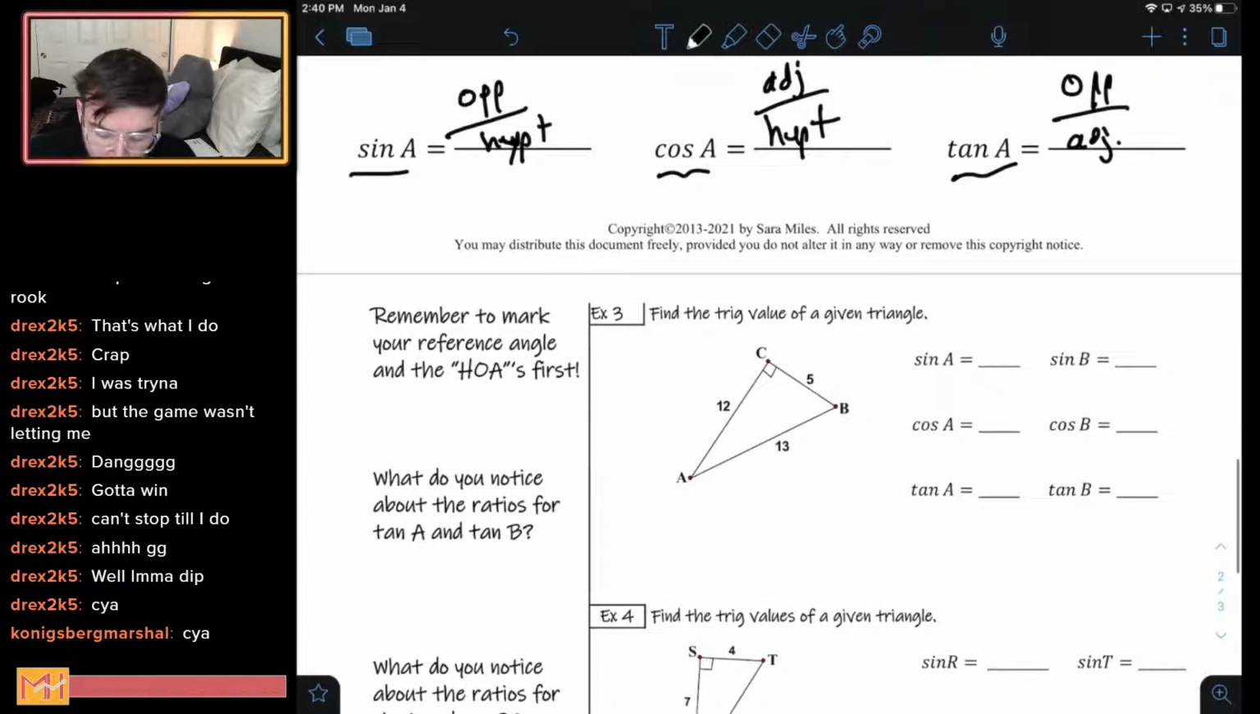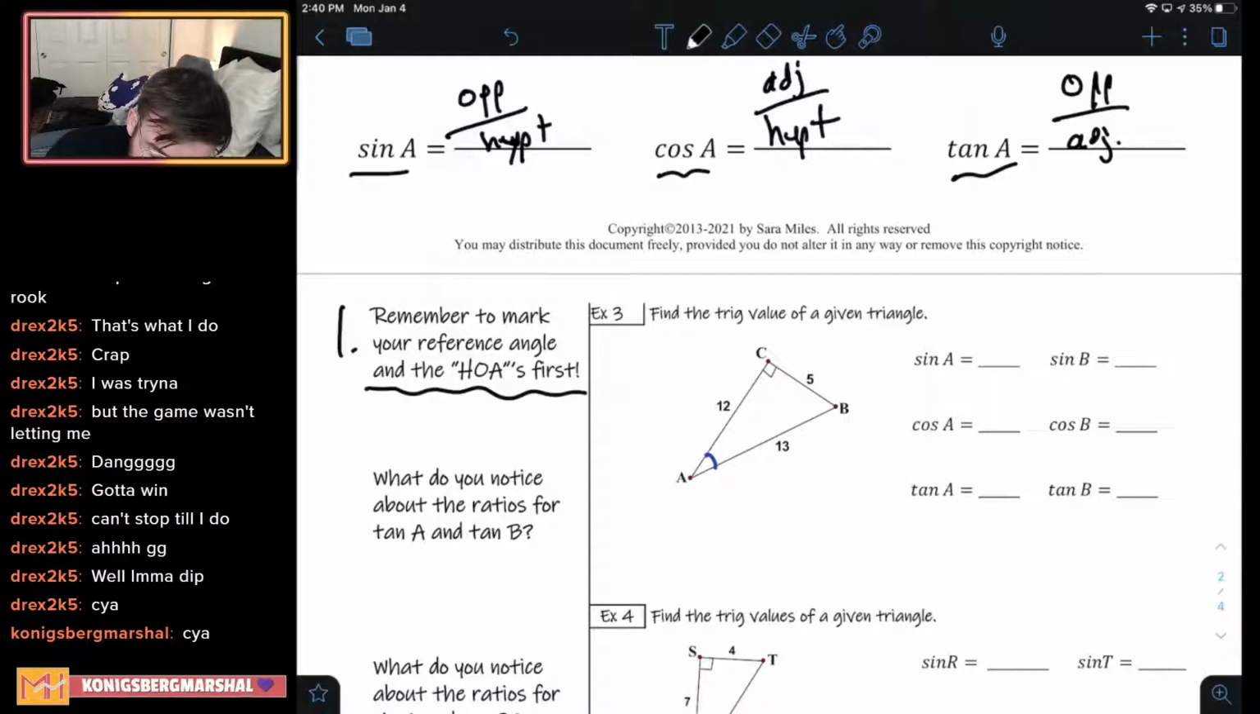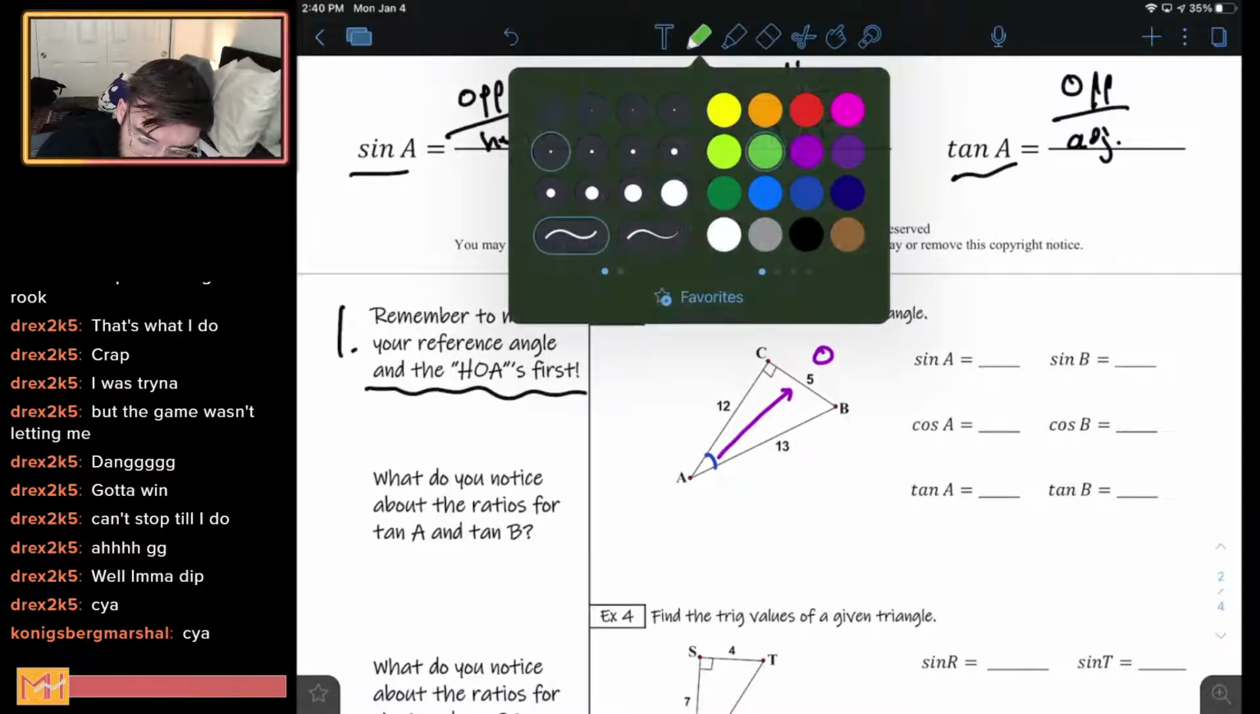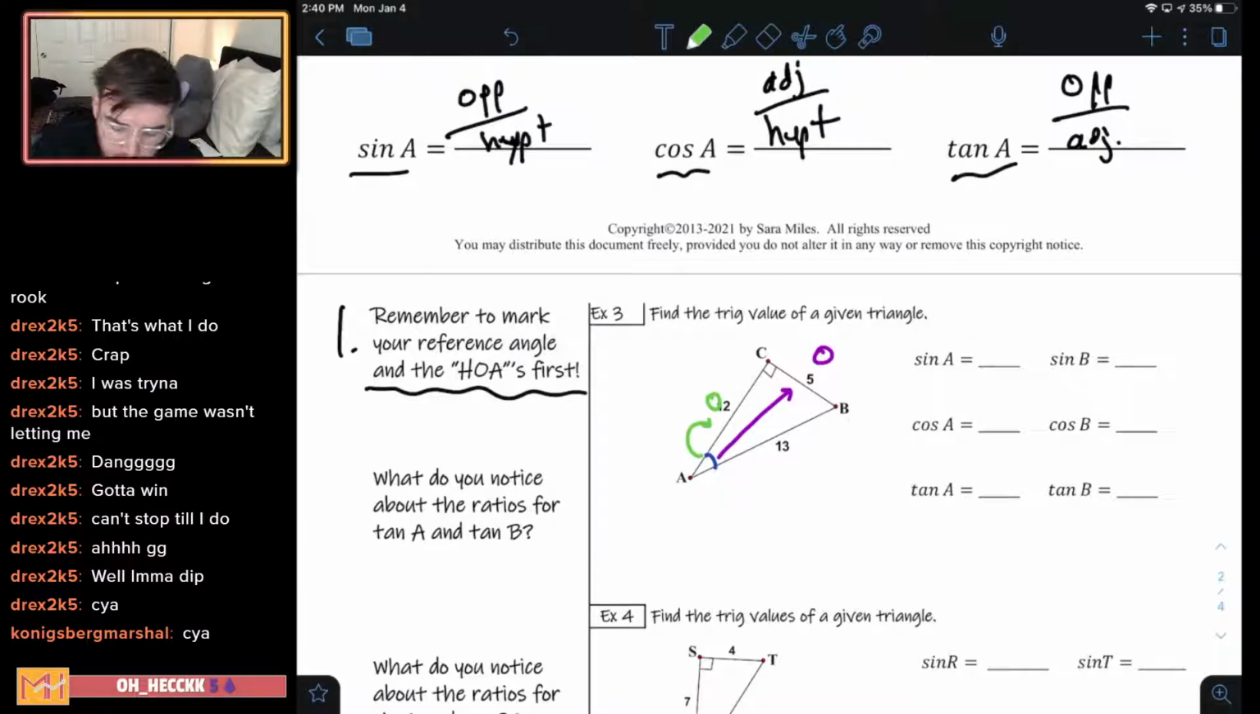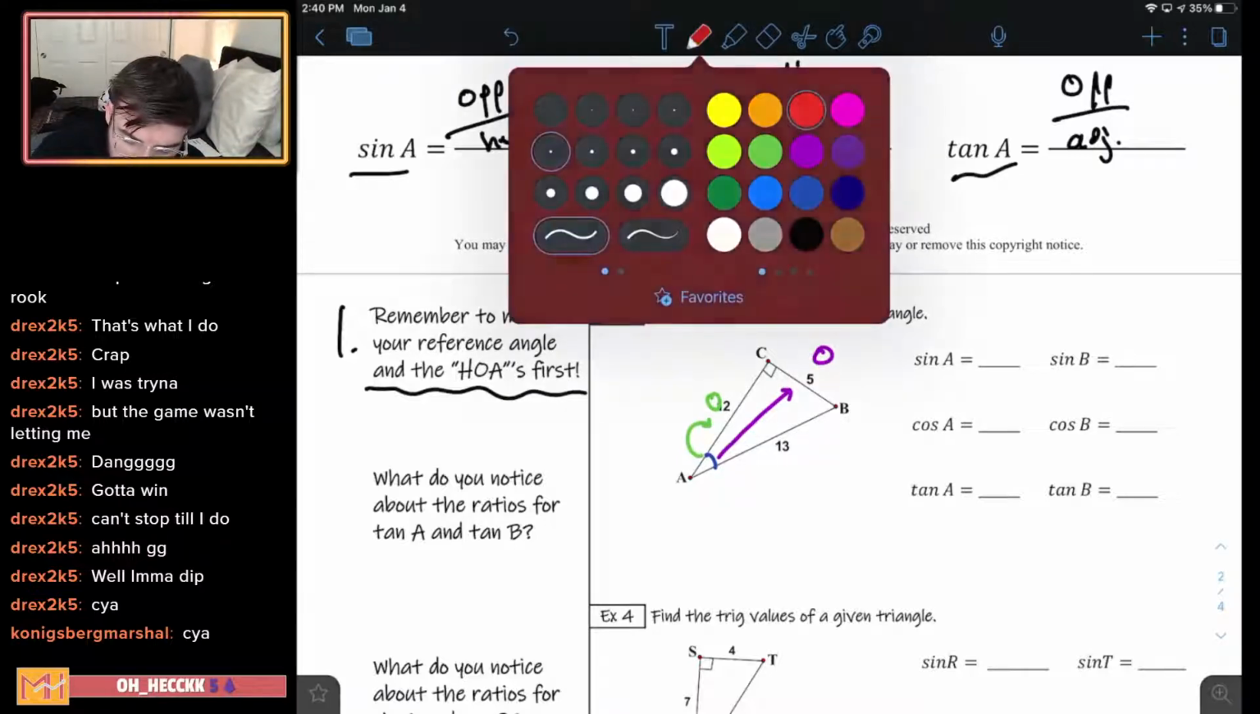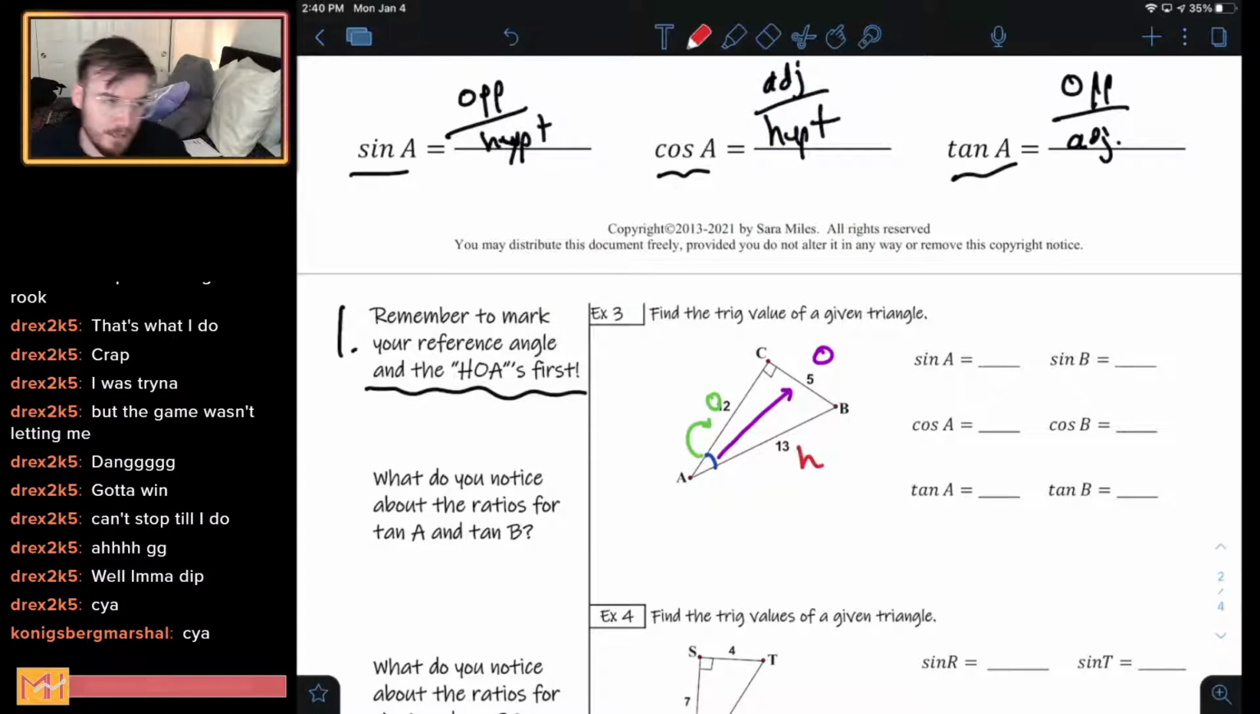So when I give you a quote-unquote random triangle, and we're trying to find sine of A, well, here's A. The first thing you want to do, number one, is to mark your HOA. Opposite of A is CB, adjacent to A is AC, and the hypotenuse is 13. Okay?